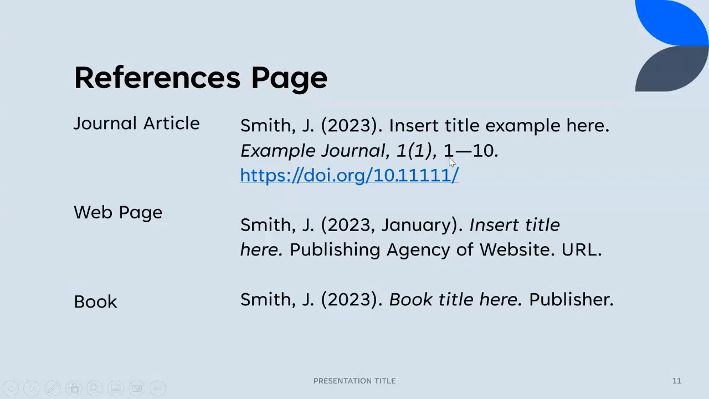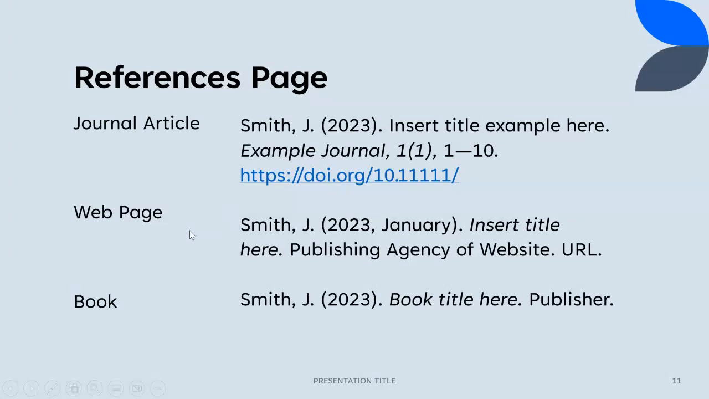Then you'll have the page range. You don't need to include the letter P to show page range in the references page. It's just as is. And then you'll include the DOI. DOI stands for Digital Object Identifier, and it's just a more stable form of a link, essentially. This is made up. If you clicked on this link, it wouldn't take you anywhere.